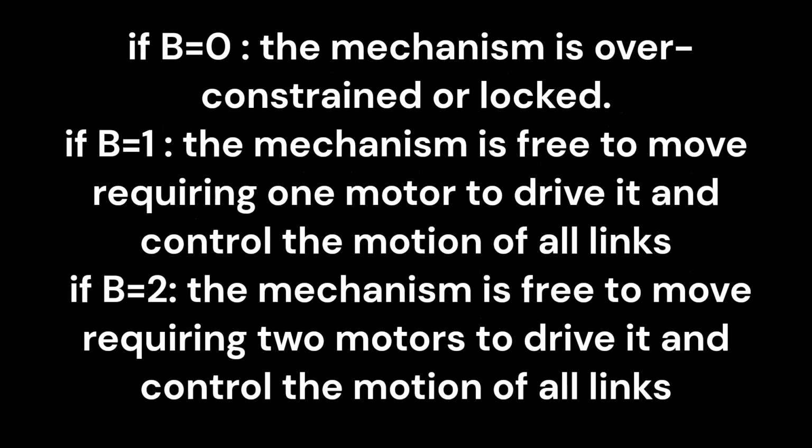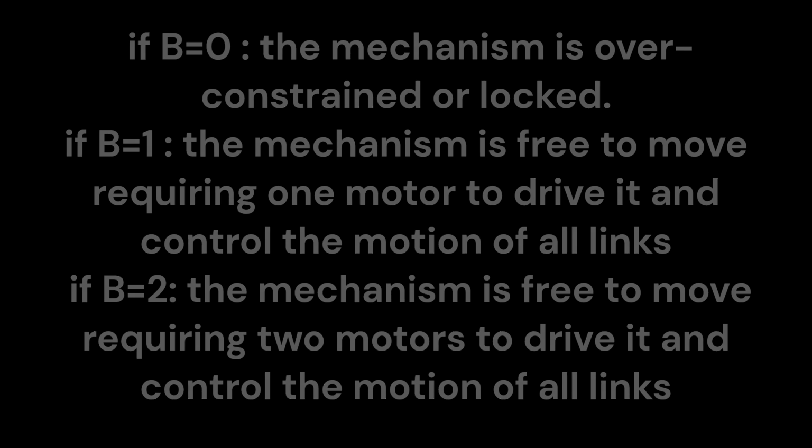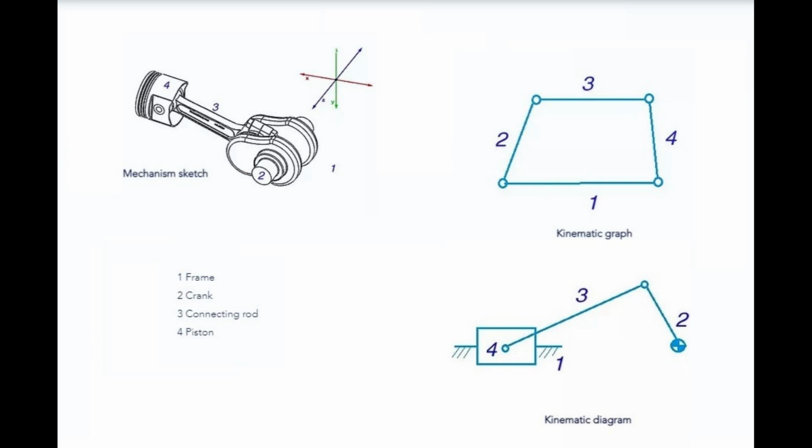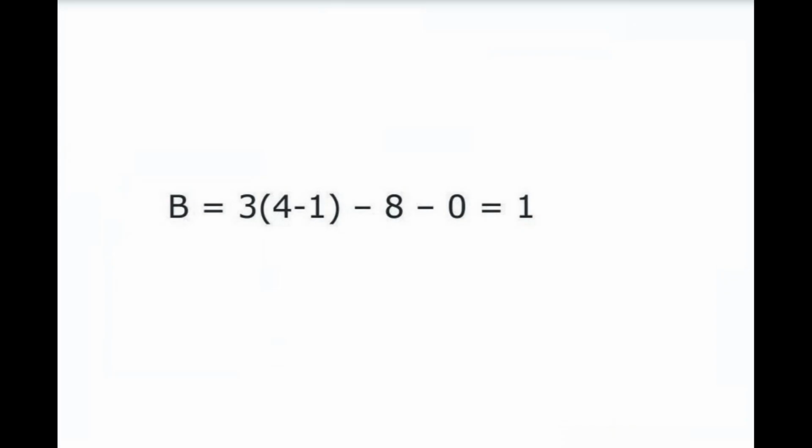If B equals 0, the mechanism is over-constrained or locked. If B equals 1, the mechanism is free to move, requiring one motor to drive it and control the motion of all links. If B equals 2, the mechanism is free to move, requiring two motors to drive it and control the motion of all links. The sketch shows the links and joints and also specifies the freedoms and constraints for each of the joints. The mobility of this mechanism has 1 degree of freedom, so one input can control all movement of this mechanism.